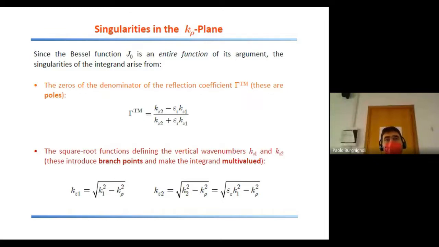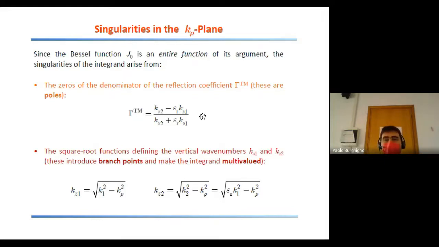Now, the Bessel function, as I mentioned before, is an entire function of its argument. So no singularities may arise because of the Bessel functions. The singularities arise instead from the reflection coefficient gamma, because this is in the form of a rational function of the vertical wave numbers. So there is a denominator, and if this denominator were equal to zero, then we would have poles in our function, that is pole singularities. So this is one possible source of singularities.